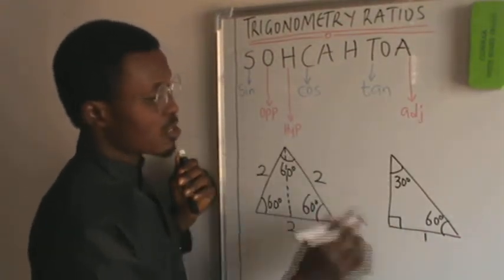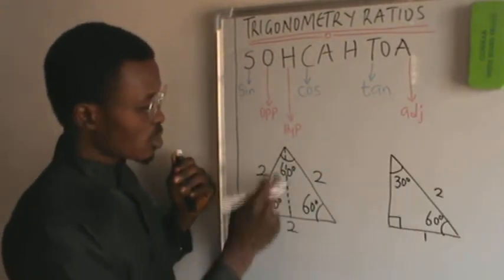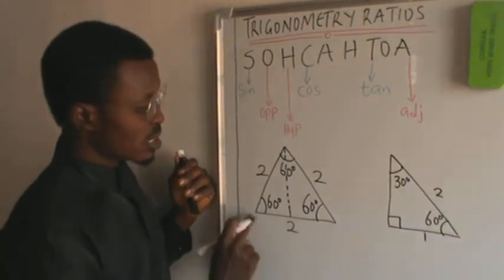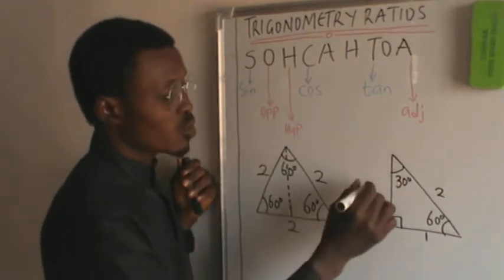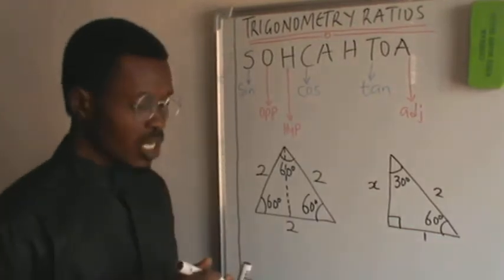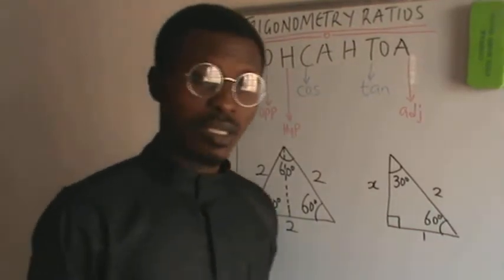Of course, here will be 1. And here it remains 2. Here is 1 because the bisector divides this side into 2 equal parts. Since the whole side is 2, half of it will be 1. That's what you have here. And this side is unknown. Now we have the right-angled triangle.